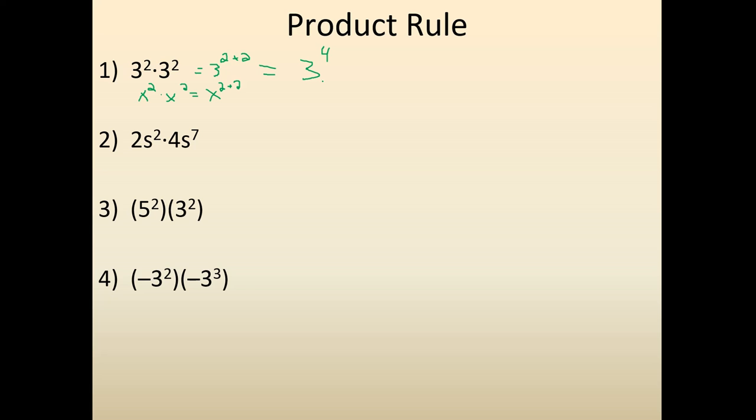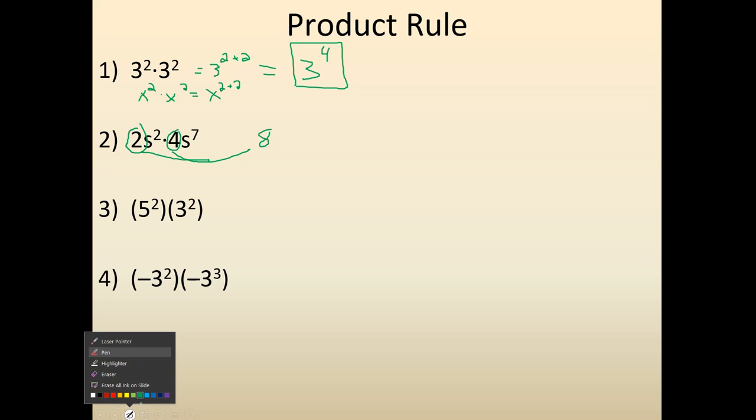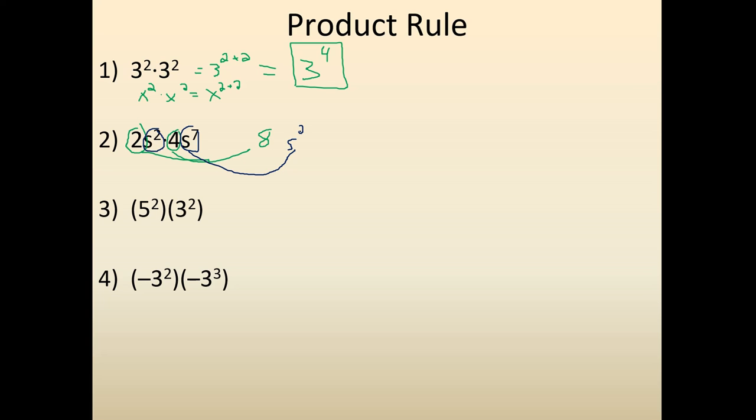Now from here, you can actually plug this into the calculator to see what you get. But I'm going to leave it like this because this is what I want in the end. All right. Now for question 2, I do pretty much the same thing I said before. I'm going to first look at my coefficients. So I have two coefficients here, 2 and 4. So these are going to be multiplied to get me 8. The next part is going to be the s squared and the s to the 7th. So they're going to come here to be s to the 2 plus 7, which I end up getting 8s to the 9th.